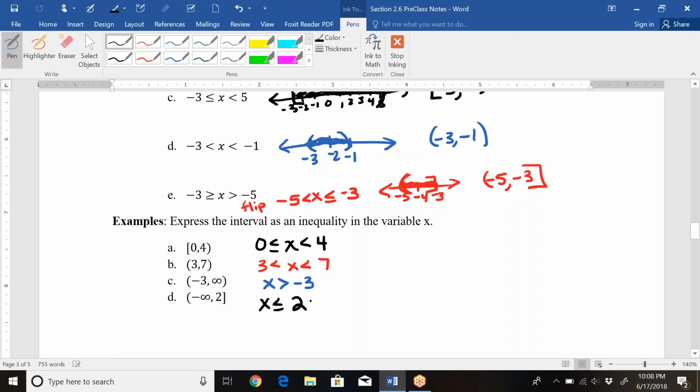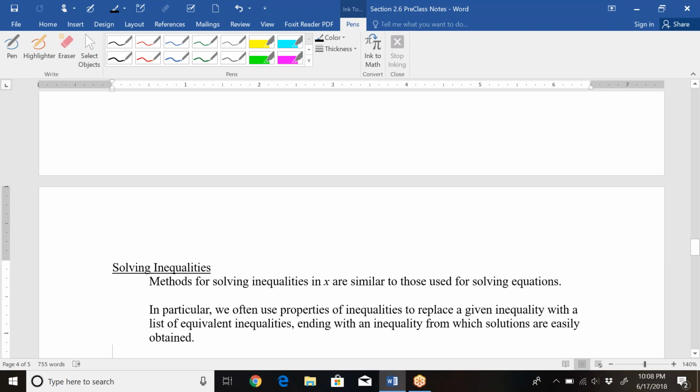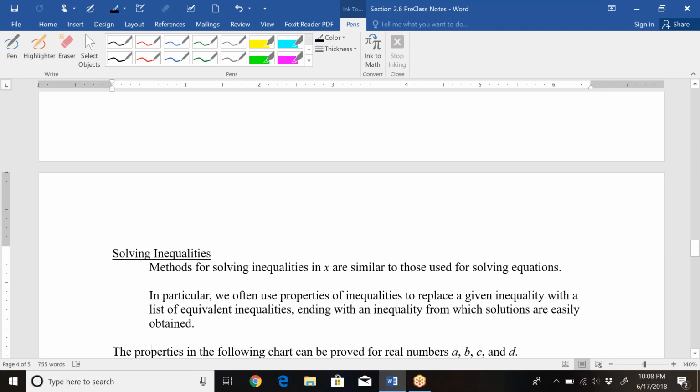All right, so that's it for those parts. The very last thing on this free video is we're going to solve a few of these before we get to class. Methods for solving inequalities in x are similar to those used for solving equations. In particular, we often use properties of inequalities to replace a given inequality with a list of equivalent inequalities.